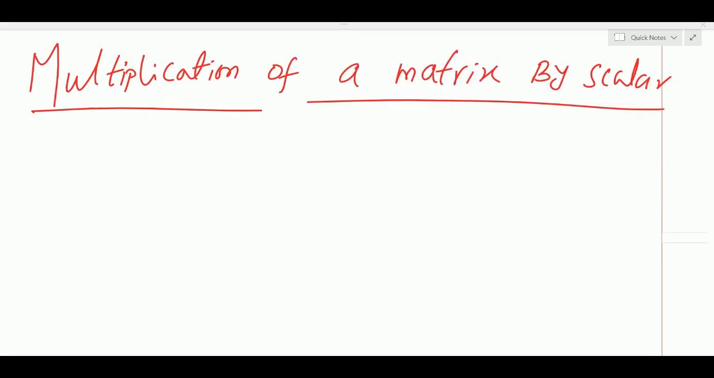Now, what is multiplication of a matrix by a scalar? If we multiply a matrix by a scalar or constant, how do we get the result? That is called multiplication of a matrix by a scalar. I will give an example, so you can understand easily.